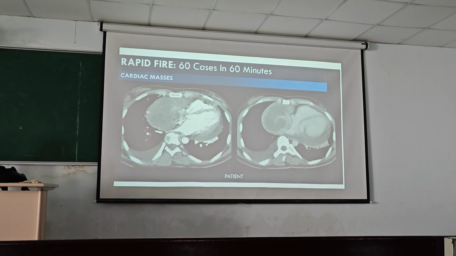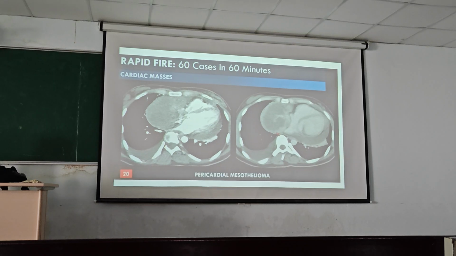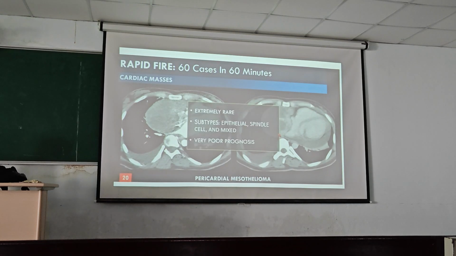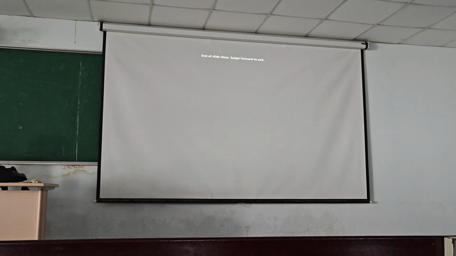And this is another mass in the atrium. This is very ill-defined, kind of infiltrative. And then the patient has a pericardial effusion here, a large effusion. So this turned out to be a pericardial mesothelioma. Extremely rare, very poor prognosis.